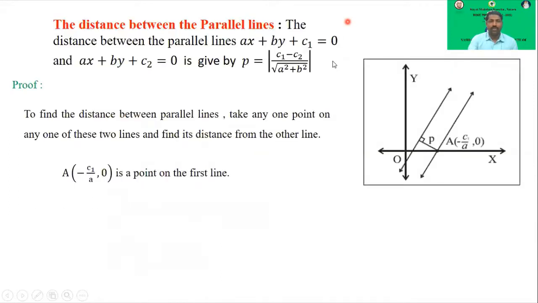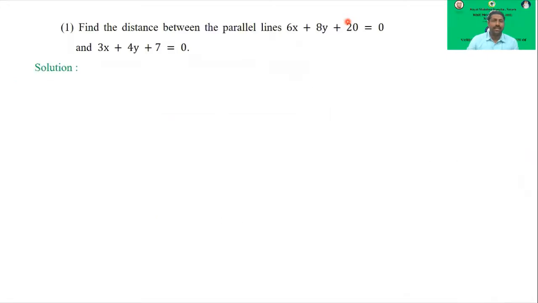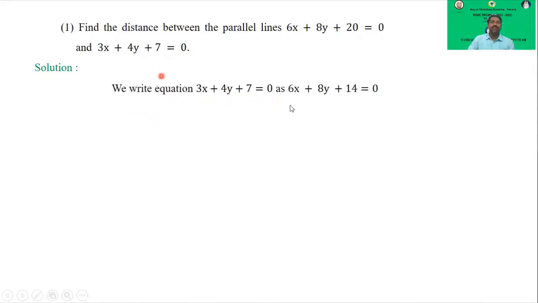Now we see an example on parallel lines. Find the distance between the parallel lines 6x plus 8y plus 20 is equal to 0 and 3x plus 4y plus 7 is equal to 0. So we write the equation 3x plus 4y plus 7 is equal to 0 as 6x plus 8y plus 14 is equal to 0. We have to make the coefficients of x and y the same in both equations.